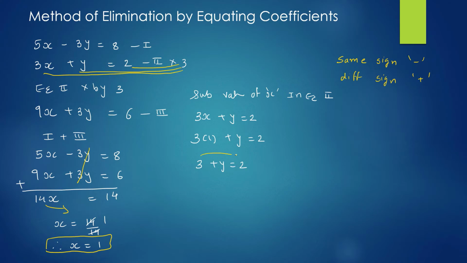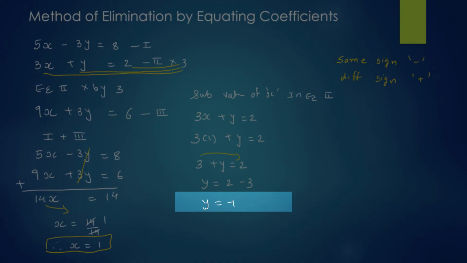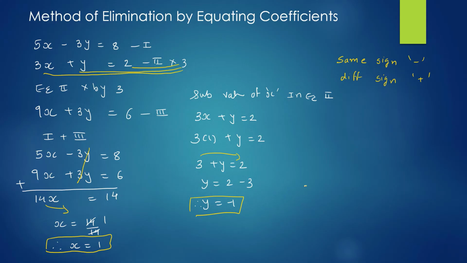We will take 3 to the right side. So y equal to 2 minus 3. 3 minus 2 comes 1, and the greater number sign is minus. So your final answer is y equal to minus 1. And the solution set is x, y equal to 1, minus 1.